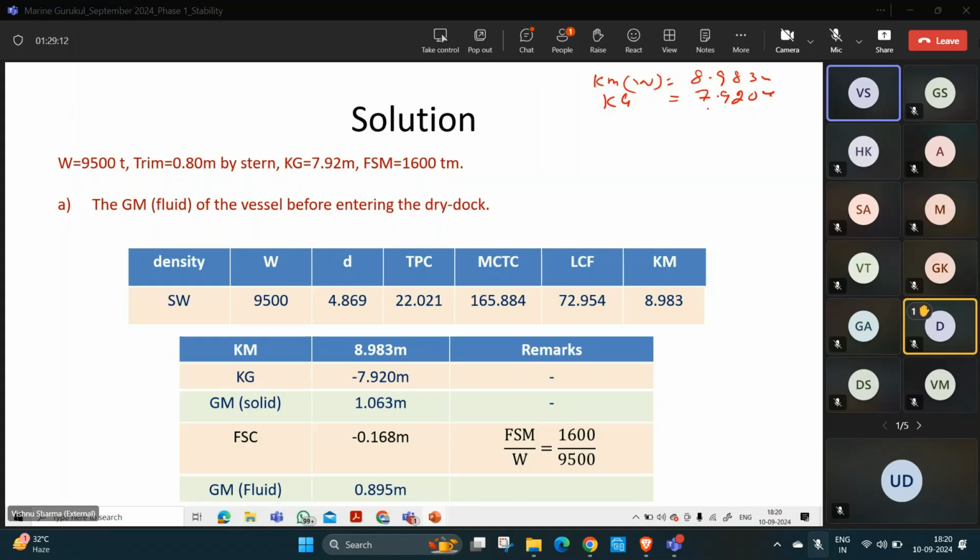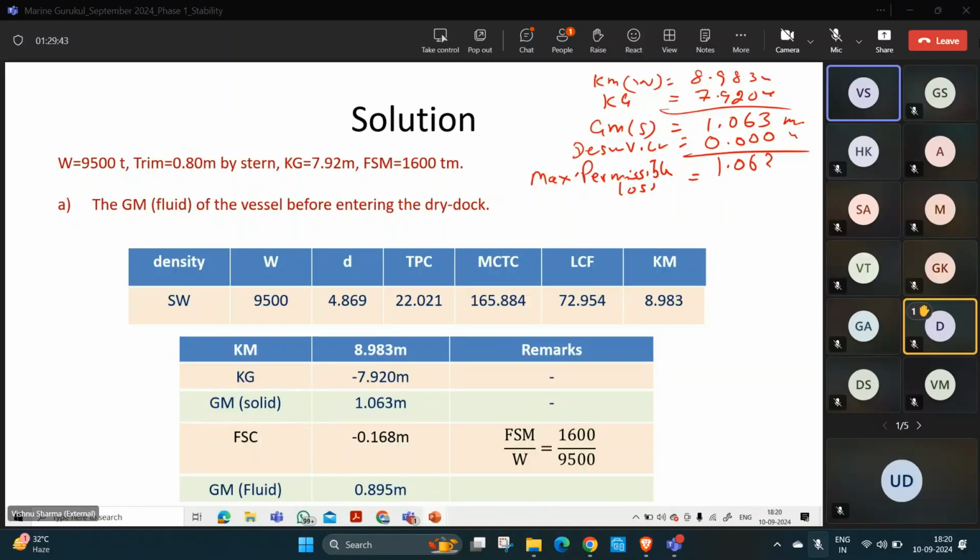I have the solution, but I don't want to take you there. This will give us GM solid, which will be 1.063 meters. What if there is any mistake? We can correct it. Basically, my desired virtual GM is 0. What is the maximum permissible loss? So we are repeating question number 2 here. This is the GM I can afford to lose. Am I right, Vita? Yes. Correct, sir, correct.